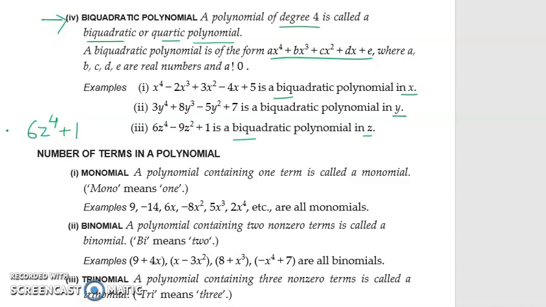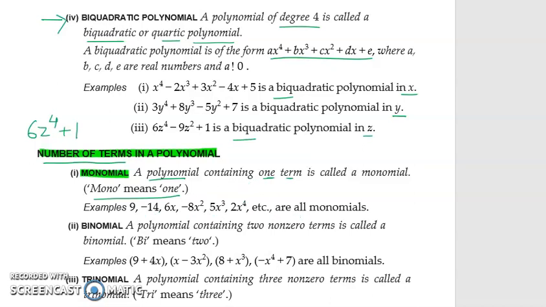Now moving to the number of terms in a polynomial. First is the monomial. As the word says, a polynomial containing one term is called a monomial. Mono means one, students. Examples: 9 minus 14, 6x, minus 8x squared, 5x cubed, 2x raised to the power 4, etc. are all monomials. Why? Because they have only one term.